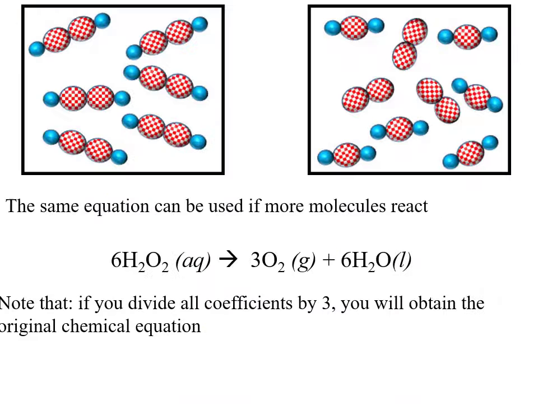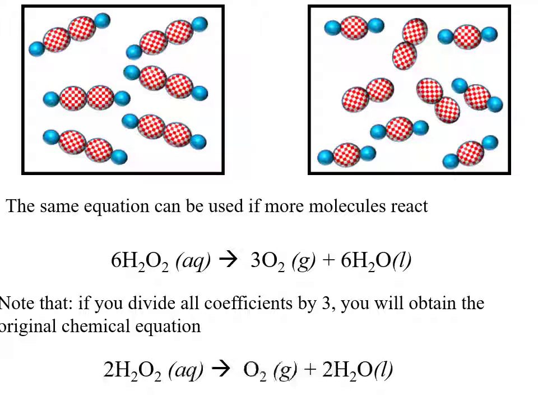The same reasoning can be used, and the same equation can be used to represent a reaction with more molecules or more moles. When we do this, we can notice that if we divide all the coefficients that we obtain in this reaction by 3, we obtain the original chemical equation, which is the one written with the smallest coefficients. This substantially lets us know that when we have a chemical reaction, we can use the ratio of the coefficients that we see to represent any number of moles that do react.